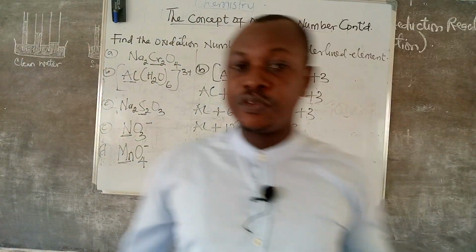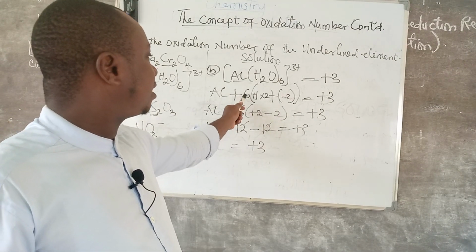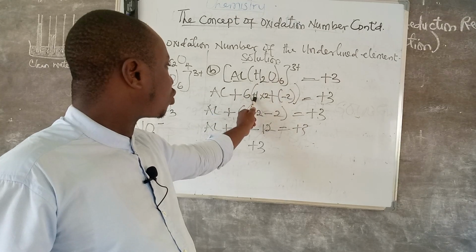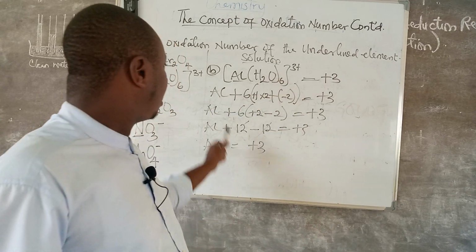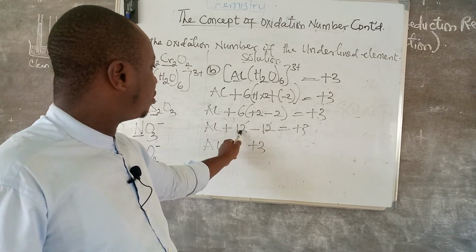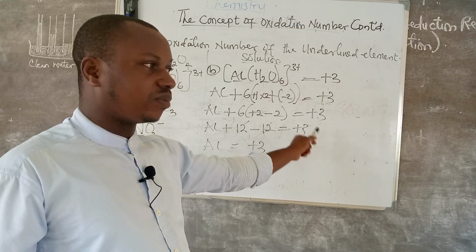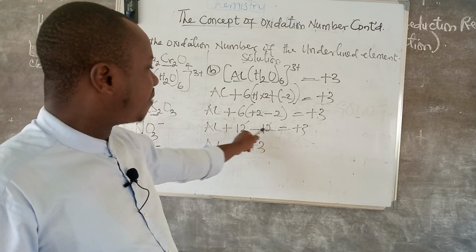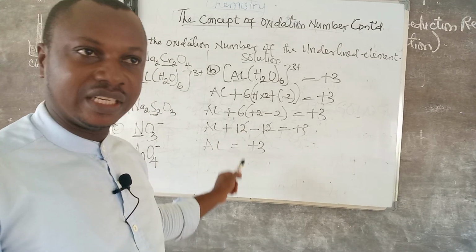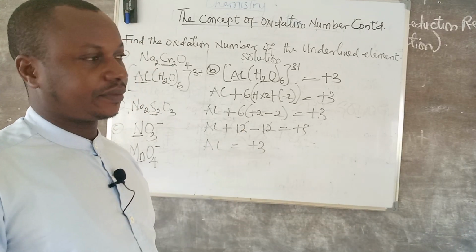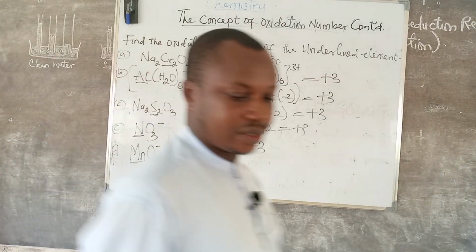So if you watch it now, when you do the arithmetic, hydrogen is +1 times 2 plus oxygen is -2 equal to +3. So 6 times 2 is +12, plus 6 times -2 is -12, equal to +3. So +12 minus 12 cancel each other. So the oxidation number of aluminium there is +3. It's +3. Now let's quickly go to example C.